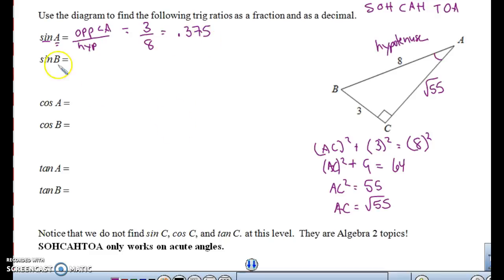Now, the sine of B. So we want to use opposite over hypotenuse, but opposite which angle? Well, we want to start from angle B. Opposite angle B would be here.